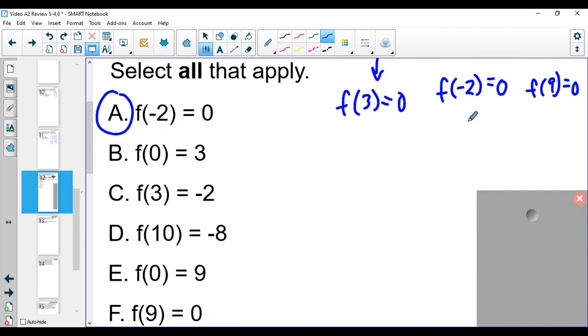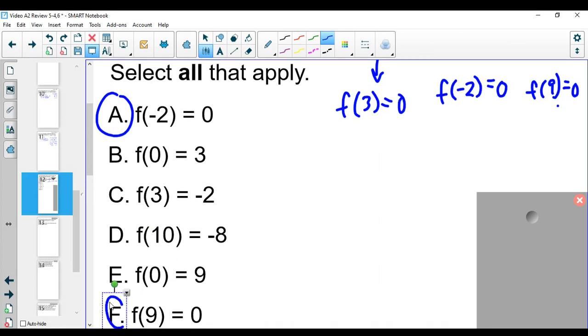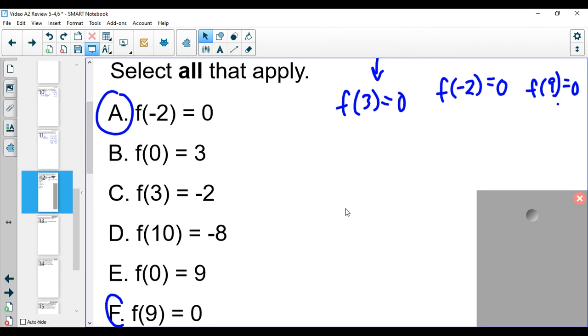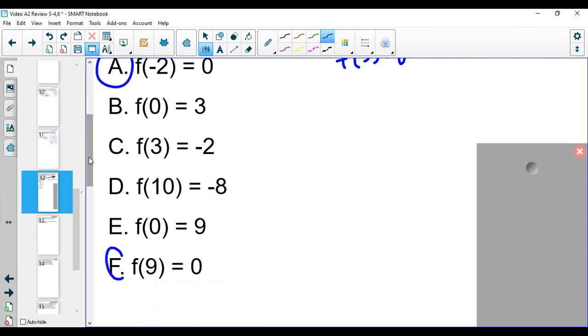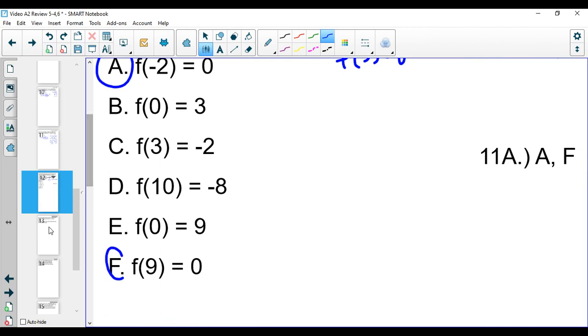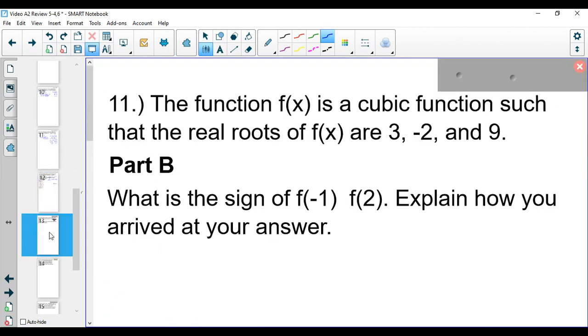All right, well, A matches because that's f of 2 equals 0. B doesn't match any of the ones we have. C doesn't match. D doesn't match. E doesn't match. And F does match that one. F of 9 equals 0. I don't know what happened there, but we'll just get rid of that. And we're back to normal. F of 9 equals 0, so it's A and F. Those are the only choices, right? Yeah. A and F. And we're correct. Excellent. Number 11. Oh, goody, there's a part B.